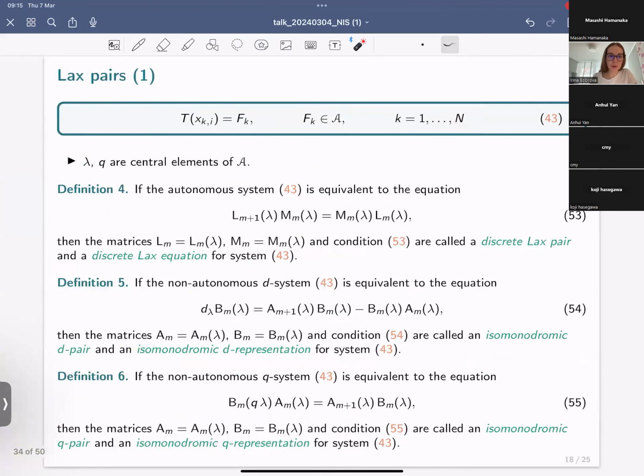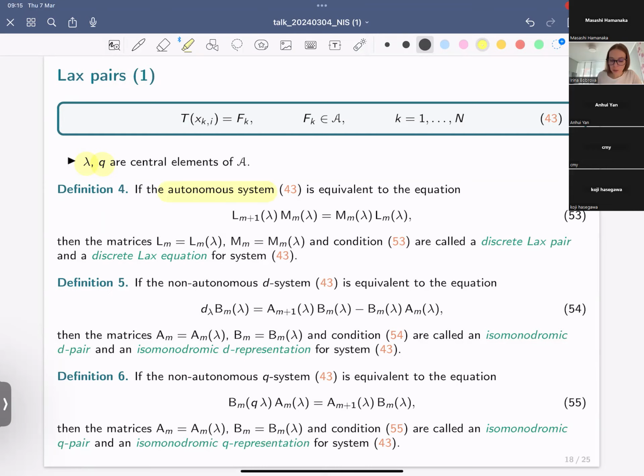Now let us move to Lax pairs. For each of the three types, we want to define Lax pairs for these systems. Let us say that lambda and q are central elements of our algebra A. Let us start with the autonomous case. Let system 43 be autonomous.